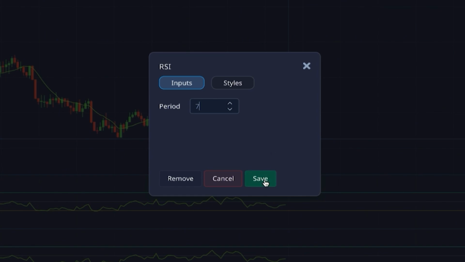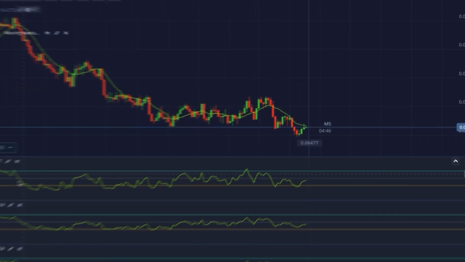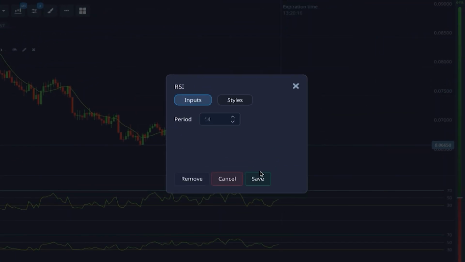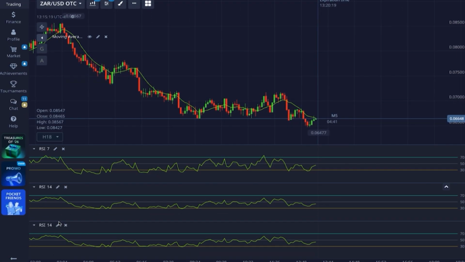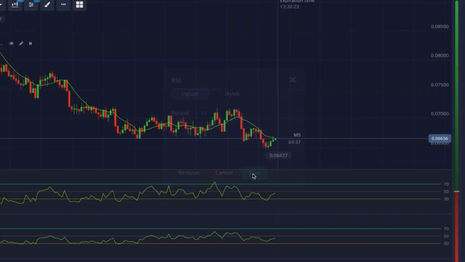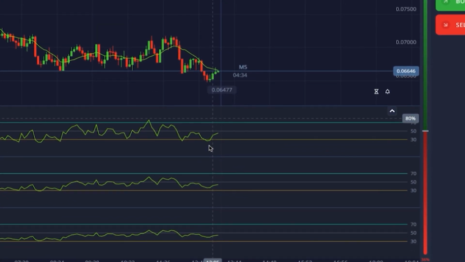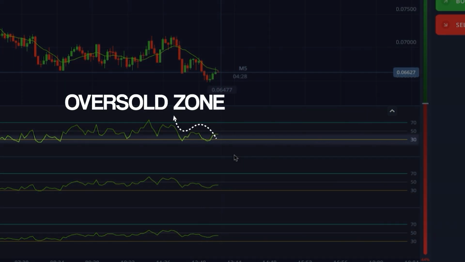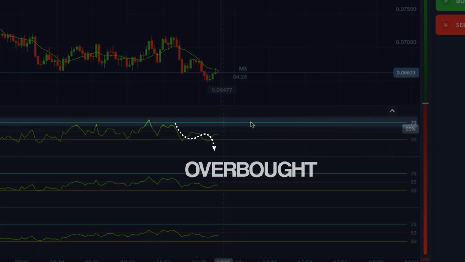The first RSI has a period of 7 for short-term signals. The second RSI has a period of 14, which is standard for confirmation. And the third RSI has a period of 21 for the overall trend. Accordingly, the overbought and oversold levels are typically established at 70 and 30. The lower 30 level represents the oversold zone, while the upper 70 level is considered the overbought zone.